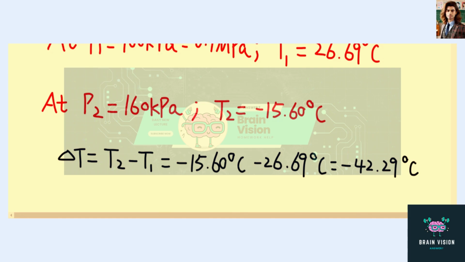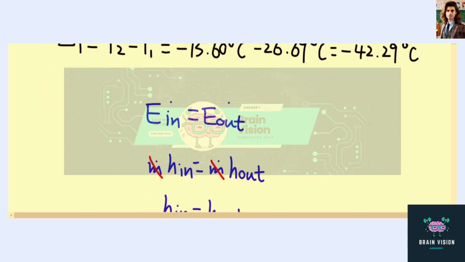So therefore, the temperature drop here, which is the change in temperature, should be equal to T2 minus T1, which is negative 15.6 degrees Celsius minus 26.69 degrees Celsius. And this will give us negative 42.29 degrees Celsius. So this is the value for the temperature drop during the process, okay?